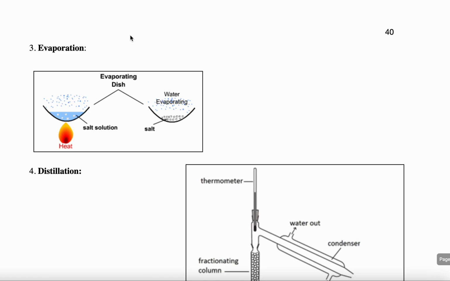Page 40, continuing with separation techniques used in the chemistry laboratory. So the third technique is evaporation. So we typically have some sort of aqueous solution, and so it's separating the components that are dissolved from the solvent in the solution. So we use a couple of ideas.